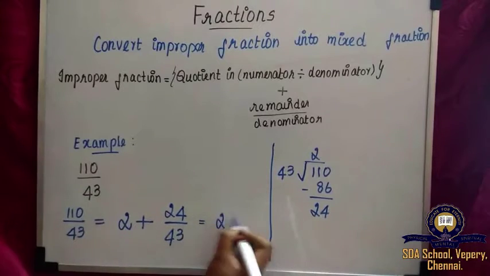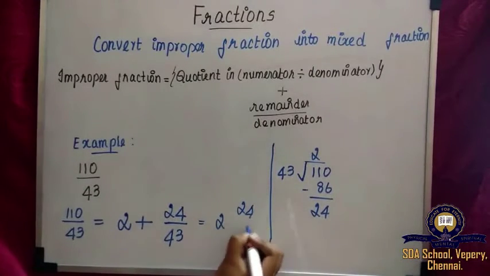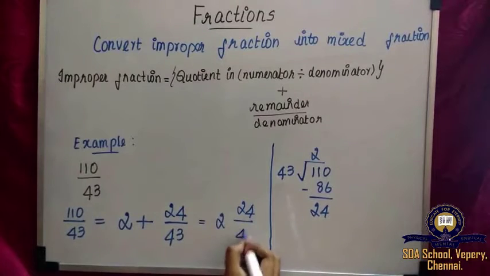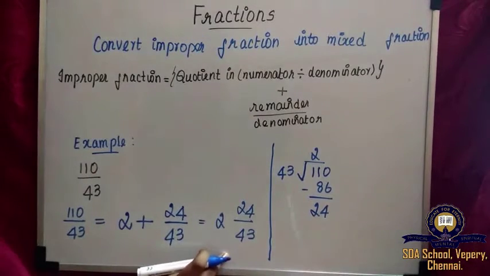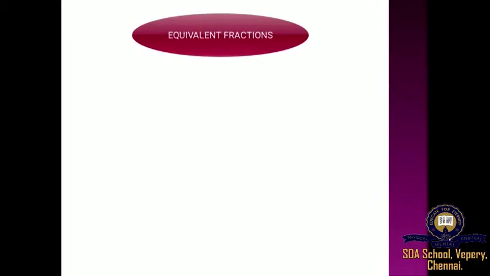So it is 224 by 43. This is the required mixed fraction. Now we will see what are equivalent fractions.